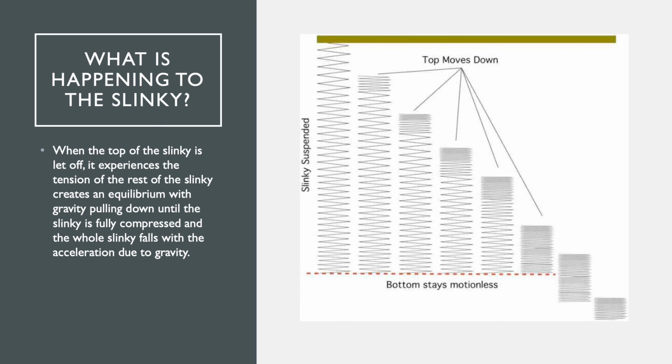So what is happening to the slinky? When the top of the slinky is let off, it experiences the tension of the rest of the slinky that creates an equilibrium with the gravity pulling down. And when the slinky is fully compressed, then the whole slinky falls with the acceleration due to gravity.